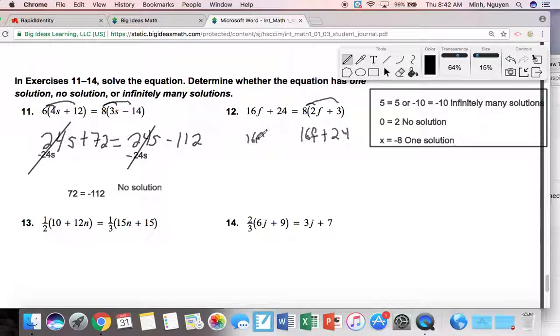16f plus 24. If it's not real obvious yet, you have the same thing on the left side as you do on the right side. What's that going to be? Oh, it's an identity. This one is going to be infinitely many solutions, but you've got to show the work still. Subtract 16f from both sides.